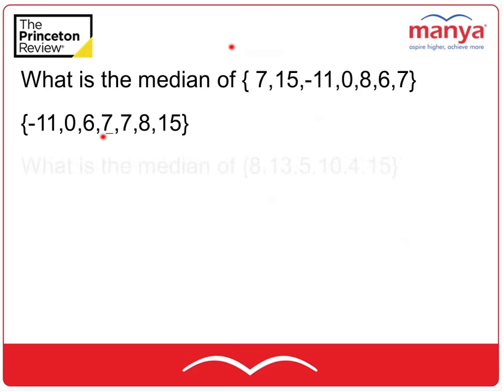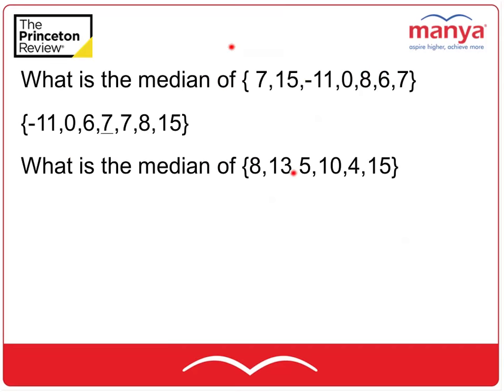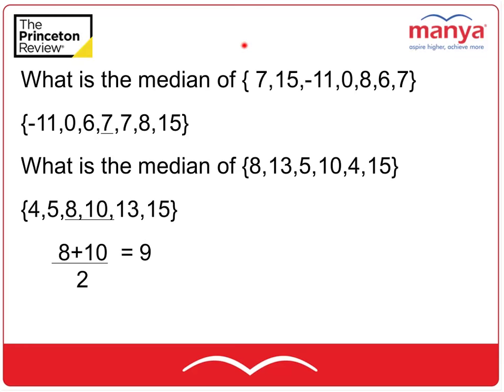But if you are going to have another question like this, what is the median of 8, 13, 5, 10, 4 and 15? Here we are having 6 items. So what will be the median of the 6 items? So it is going to be first arranging in order and then look at it. You are going to have two middle values. So you are going to take the average of the middle two. So your answer is going to be (8 plus 10) by 2, which is 9, right?